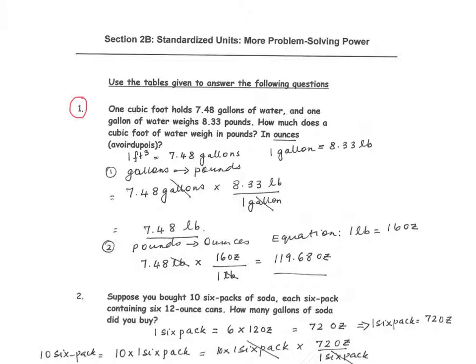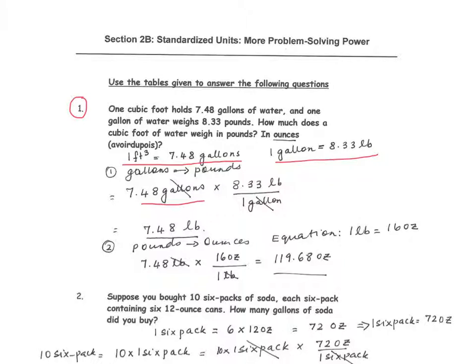1 cubic foot holds 7.48 gallons. So that's the first part of the question. 1 gallon of water weighs 8.33 pounds. How much does a cubic foot of water weigh in pounds? So first, we need to figure out the number of gallons in 1 cubic foot of water, and that is 7.48 gallons.